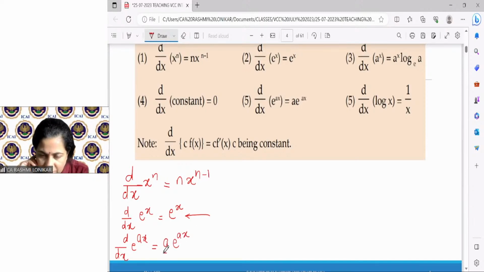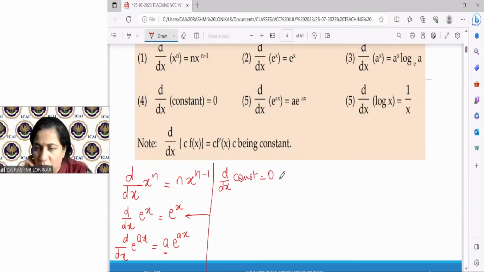Okay, so this a is a constant. Here you have e raised to x, so you have only e raised to x. Here you have a e raised to ax. Okay, derivative of a constant is always equal to 0.